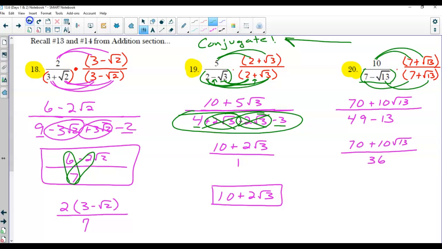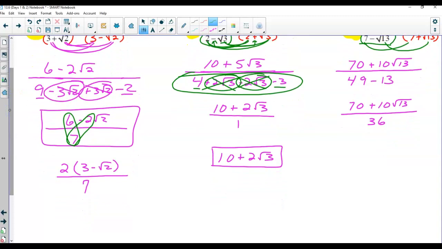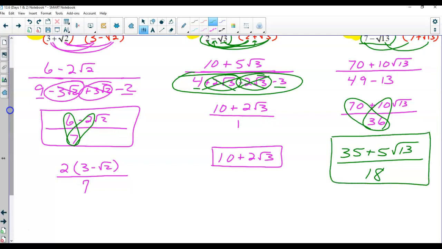Now the last thing I need to do is I need to see, can I take the same exact number out of all of those outies? All 3 of those are divisible by 2. So I'm going to divide them all by 2. And I'm going to get 35 plus 5 root 13 over 18. And are all those outies divisible by the same number again? And the answer to that is no. Therefore, that is our simplified answer.